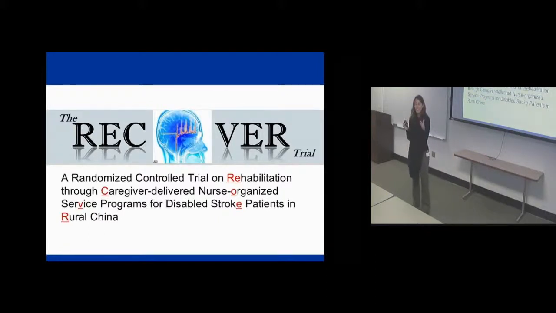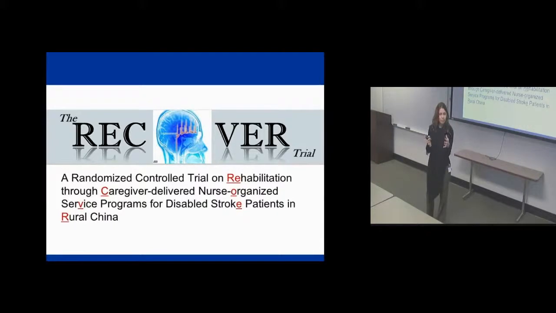But the focus here is that it's nurse-organized. So we know we have nurses that are capable in the hospital. They may not have the time yet available, but they are capable to assume a primary role in preparing families to go home. But then ultimately, when these families go home, it's ultimately the family unit, the caregivers and the person who had the stroke together that will really need to take on the bulk of the responsibility in managing and preventing complications and continuing their rehabilitation. And our focus is in rural China. So aptly named the RECOVER trial.